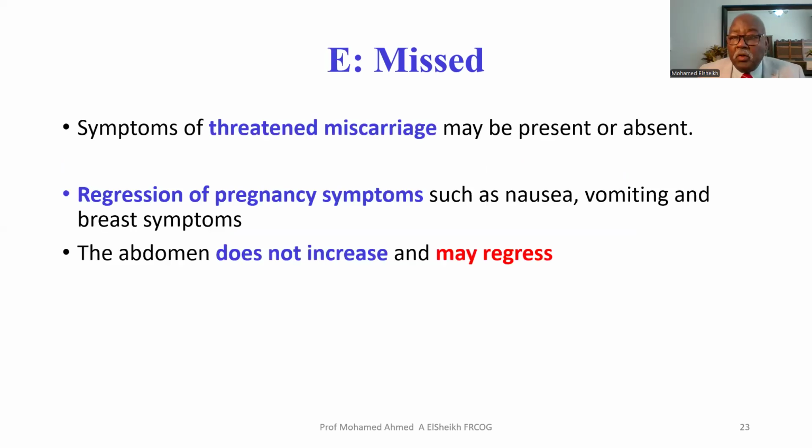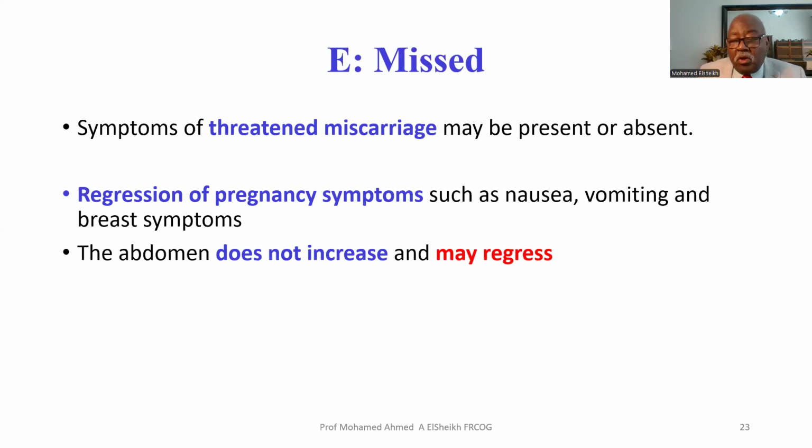Symptoms of a missed miscarriage. Symptoms of threatened miscarriage may be present or absent. Symptoms of threatened miscarriage, we have said, are mild bleeding and mild pain. Usually there is regression of the pregnancy symptoms, such as nausea, vomiting, and breast symptoms. In a missed miscarriage, they regress. She won't have any nausea or vomiting, and the breast symptoms of early pregnancy usually disappear.